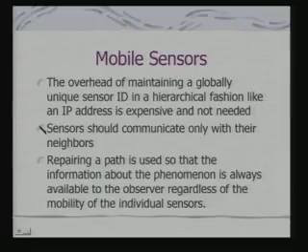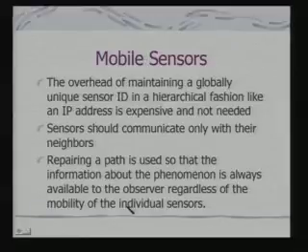When we have mobile sensors, the overhead of maintaining a globally unique sensor ID in a hierarchical fashion like an IP address is expensive and not needed, because your sensor is moving around. An IP address is hierarchical and uniquely associated with a node. So, this whole addressing scheme that we are familiar with in the classical network is no longer valid in this kind of scenario. Sensors should communicate only with their neighbors that are found. And repairing a path is used so that the information about the phenomena is always available to the observer regardless of the mobility of individual sensors.